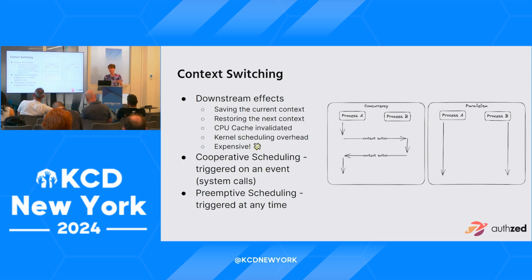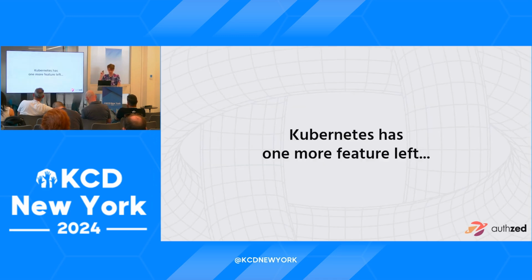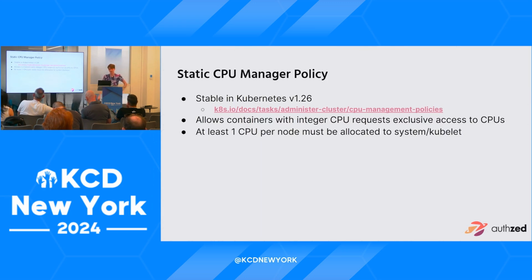Like I said earlier, if you're using hardware that doesn't have hyperthreading, you don't have to worry about the hardware one. Cool. So how do we actually address context switching in Kubernetes? Kubernetes has one last trick up its sleeve for now, which is the static CPU manager. This was introduced in Kube 1.26, and what it lets you do is, if you specify whole number CPUs, it will actually take that and pin them to cores.